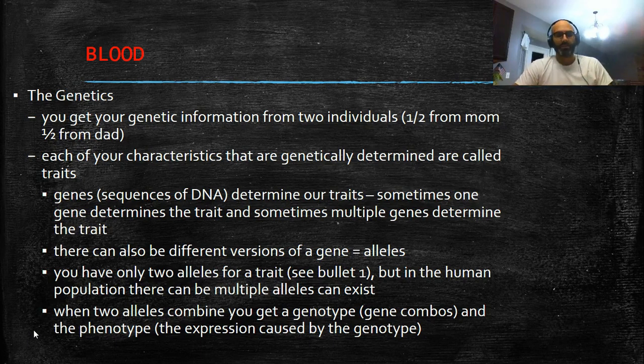So for example, let's say your mom carries the allele for blood type A, and that gets passed down to you, and your dad carries the allele for blood type B, and that gets passed down to you. Well, those two combine to form a genotype of blood type A and B. Then the physical expression literally means that your red blood cells will be caused to have the actual physical appearance of AB blood type.